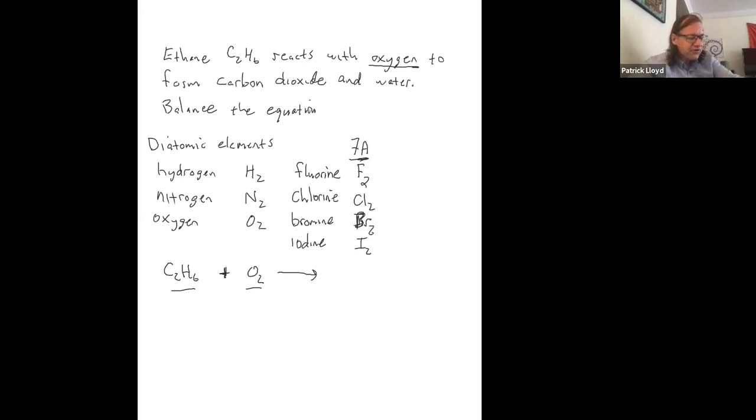To form is just a way of saying they're going to produce. You're going to get products out of that. That's telling you it's a chemical reaction. So they form carbon dioxide. Carbon dioxide, di means two, so dioxide. So that's carbon dioxide. And when it says and, that's another way of just saying plus, a separate substance. Water is H2O. I assume everybody knows water. So there you go, there's the chemical equation.